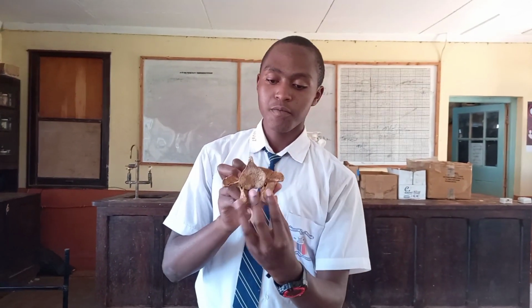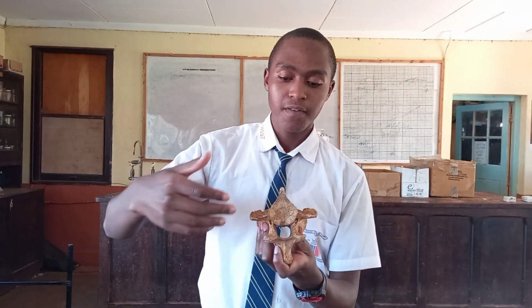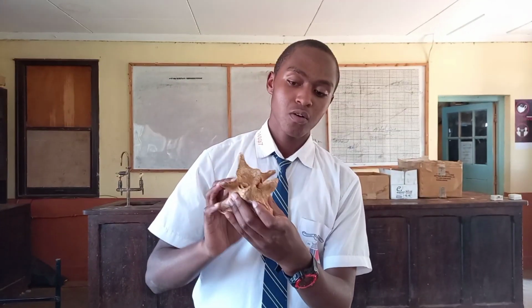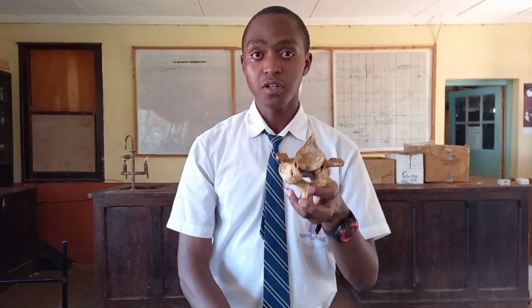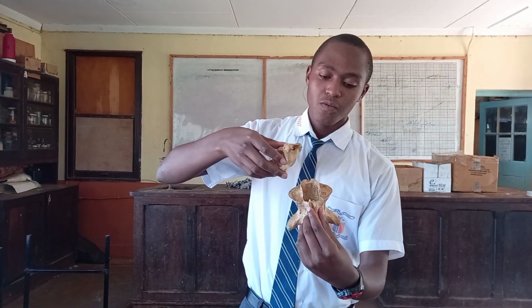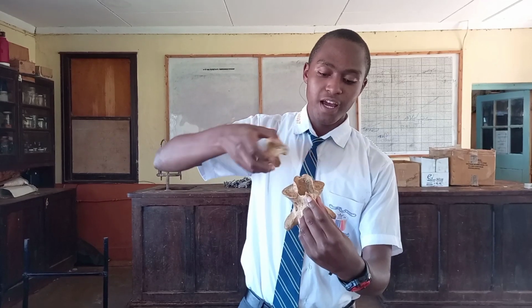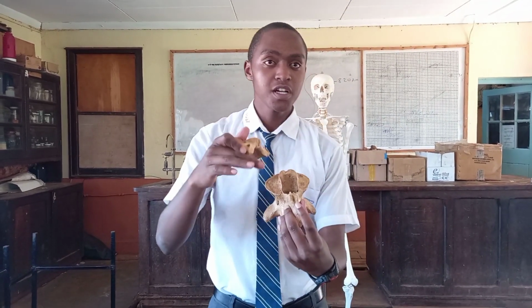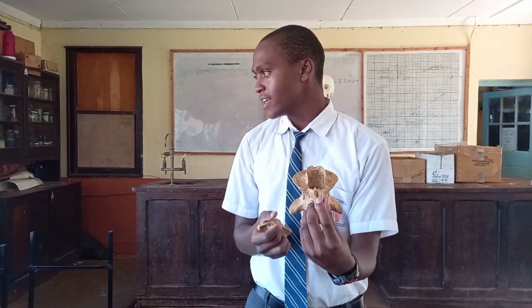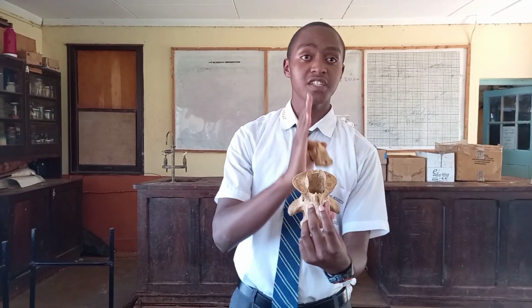And from the posterior view, you can observe that there are posterior facets for articulation with the preceding bones. That is the axis. As it articulates with the atlas, the surface provides a good hinge joint for turning of the head.